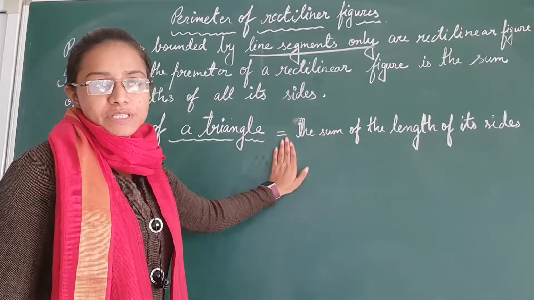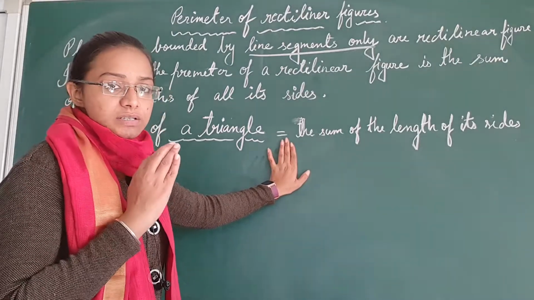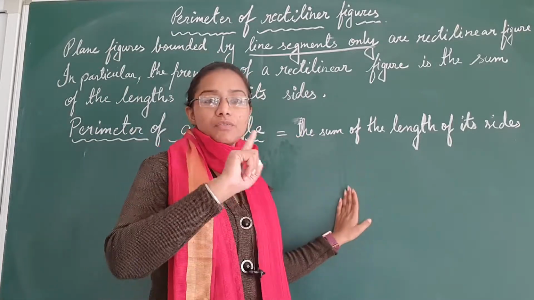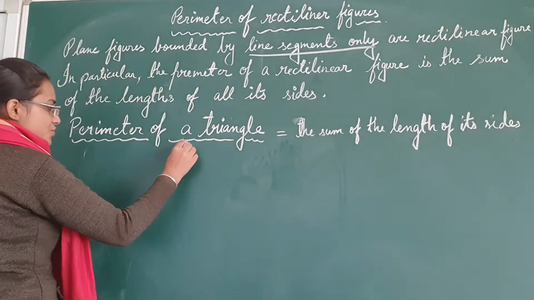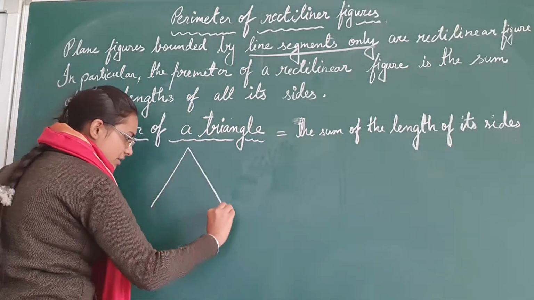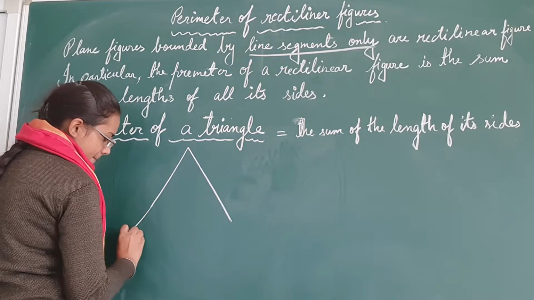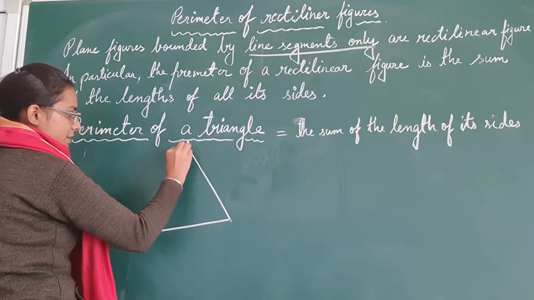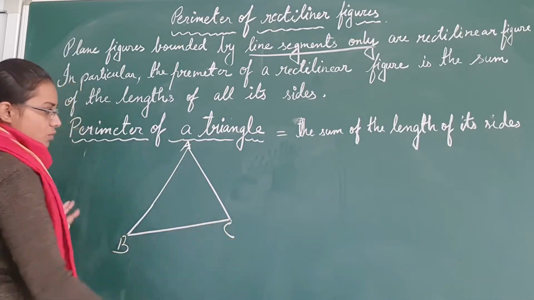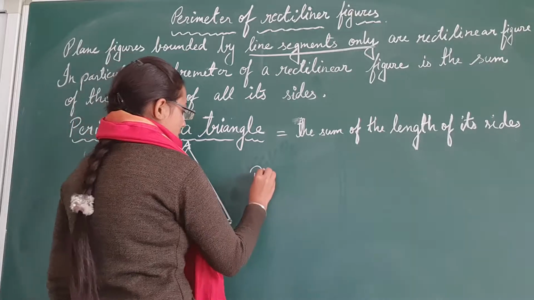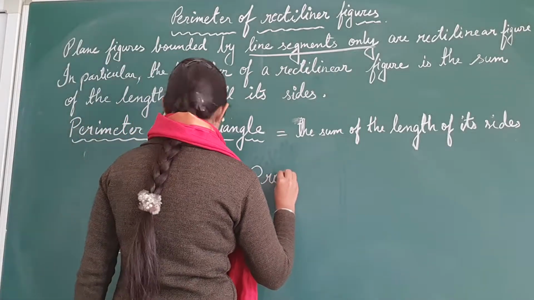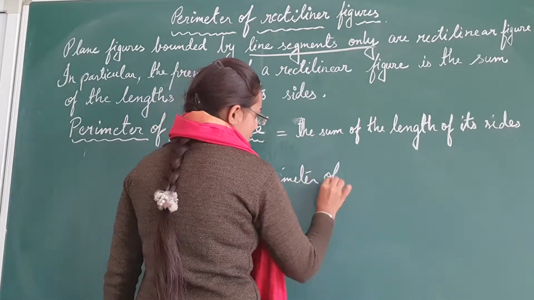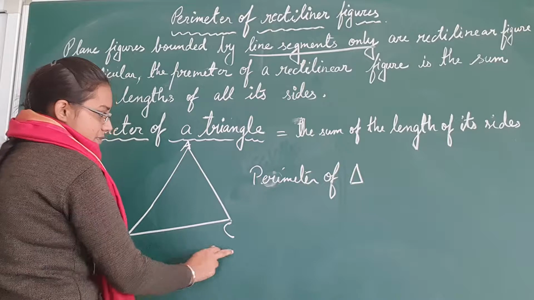That means to find out the perimeter of a triangle here, you have to find the sum of the length of its sides. You know that a triangle is having 3 sides. Yes or no? A triangle is having 3 sides. So if we are naming it A, B and C, find out the perimeter of triangle ABC.